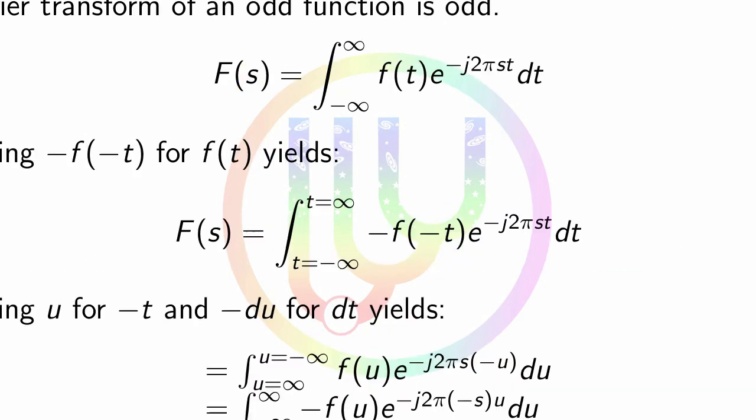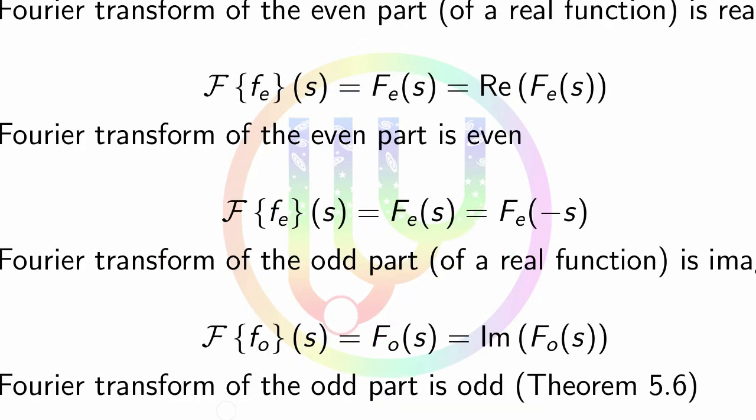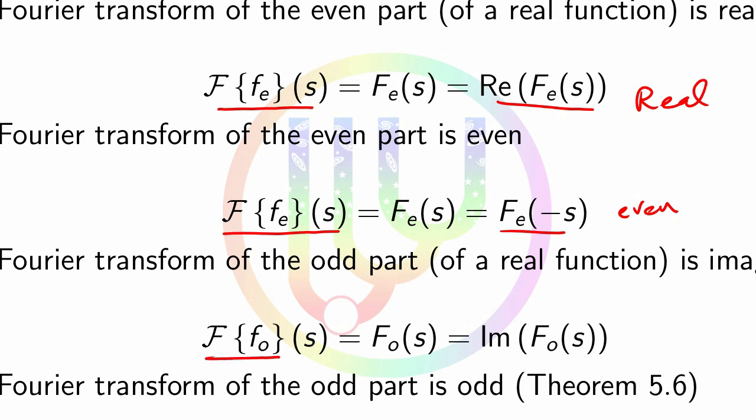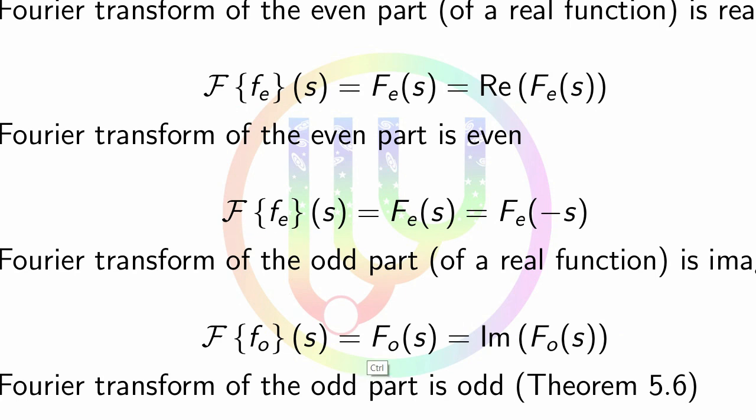Similarly, the final theorem is that the Fourier transform of an odd function is odd. Summarizing everything, we have: the Fourier transform of an even function is real, and the Fourier transform of an even function is even. So this is real, this is even. And the Fourier transform of an odd function is imaginary, and the Fourier transform of an odd function is odd. These are the things to remember. By this we will stop Fourier transform.